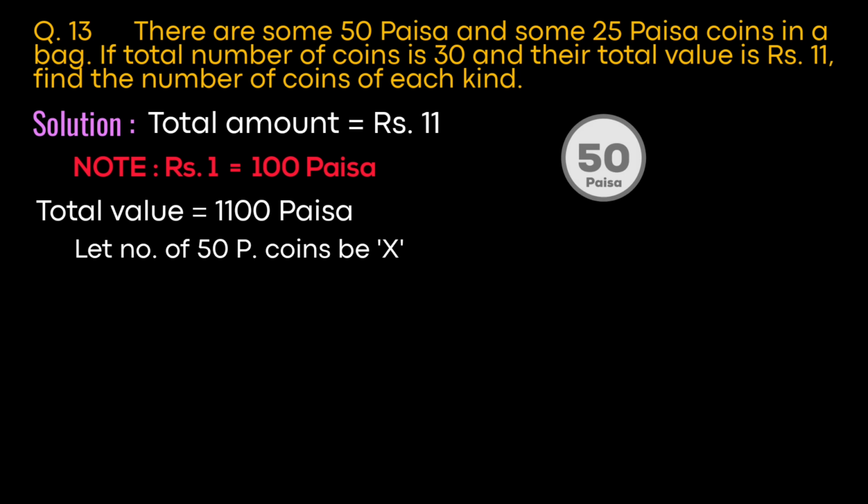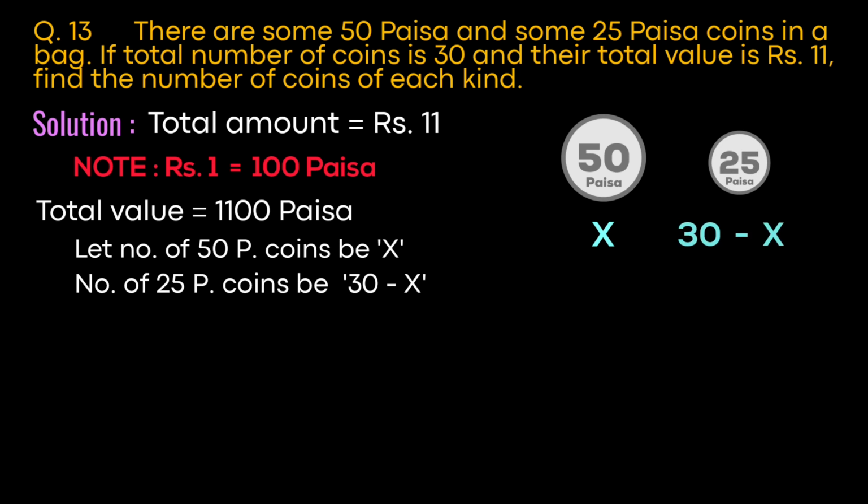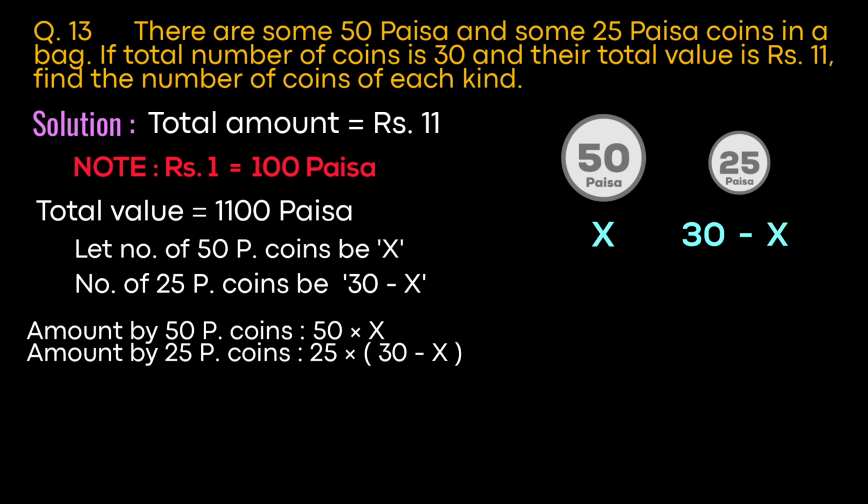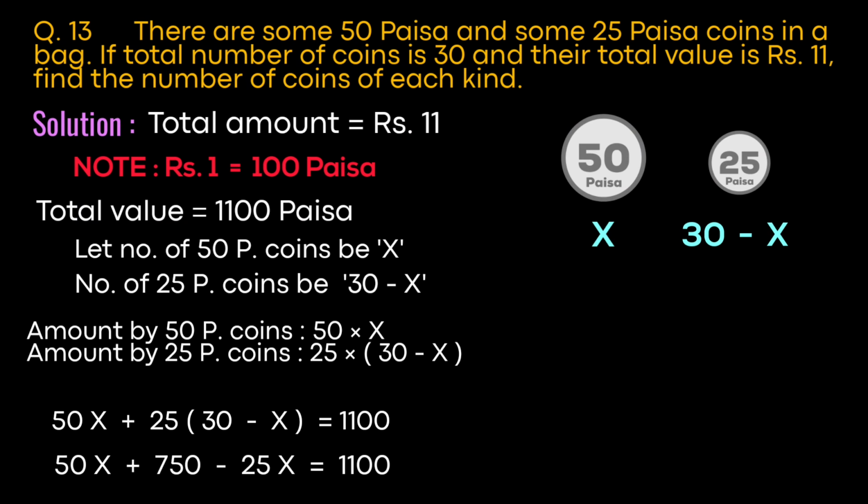Now let the number of 50 paise coins be x. Therefore, 25 paise coins would be 30 minus x. The amount generated by 50 paise coins would be 50 into x, and the amount generated by 25 paise coins would be 25 into bracket 30 minus x. So the equation formed is 50 into x plus 25 into bracket 30 minus x equals 1100. That is 50x plus 750 minus 25x equals 1100.